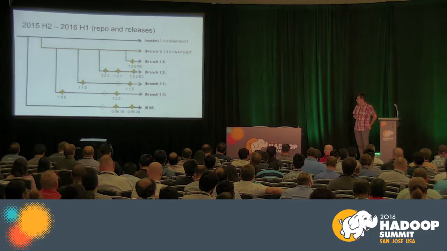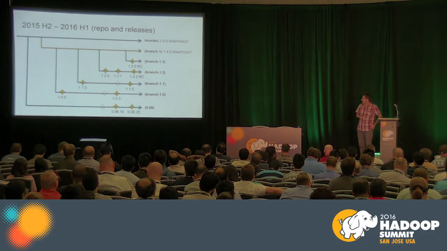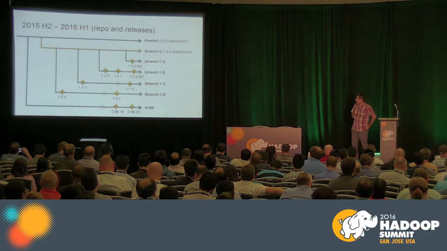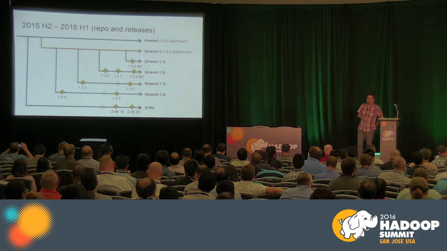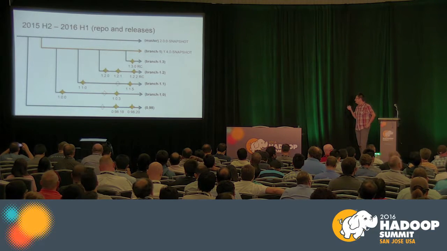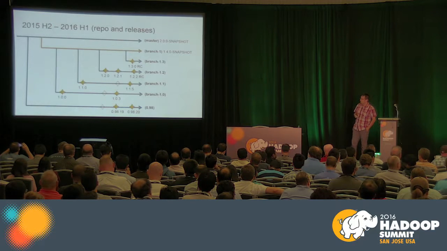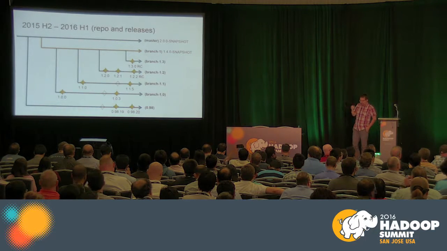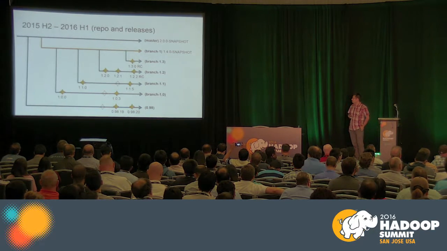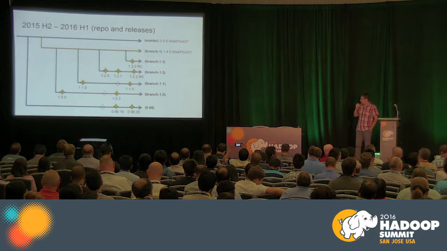All right, let's talk about releases. So this is the last year and this year, the state of the repository and the recent releases. As you can see, the topmost line is the master code line, and master is now scheduled for 2.0, and the release version is 2.0 snapshot.